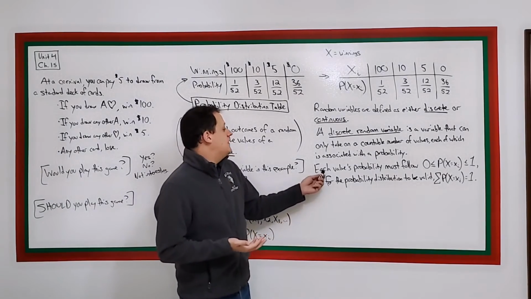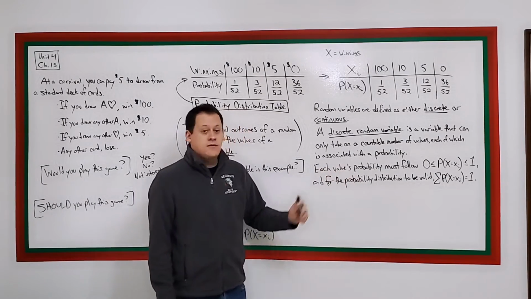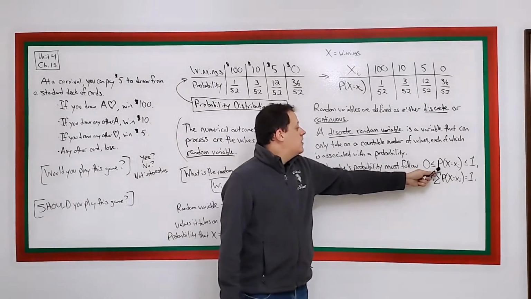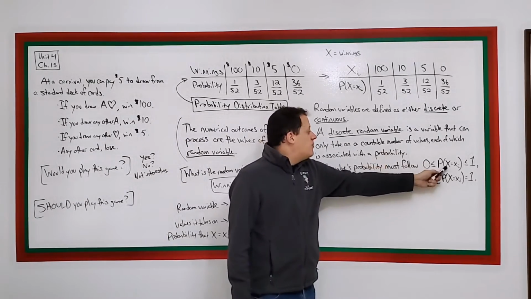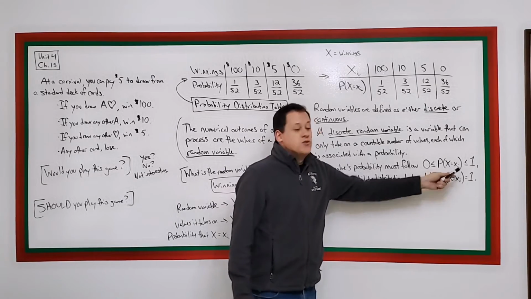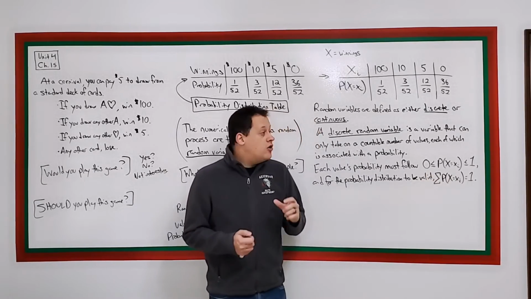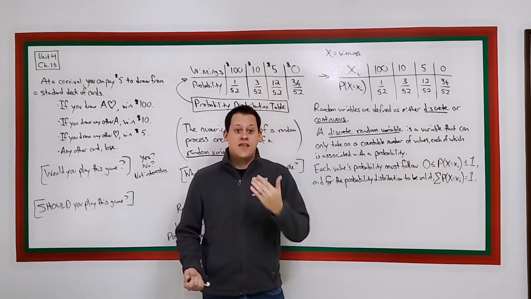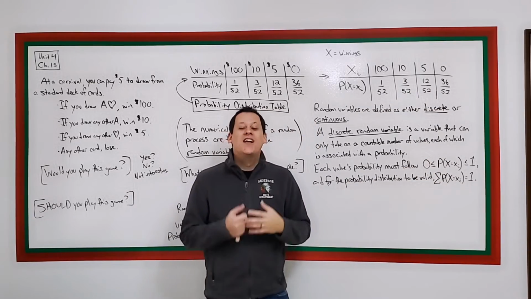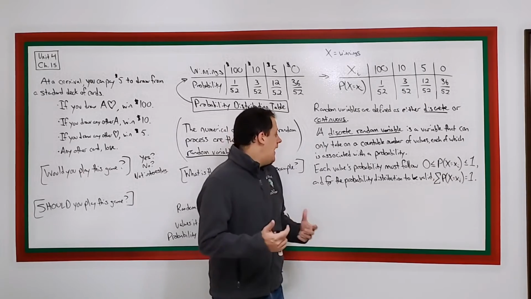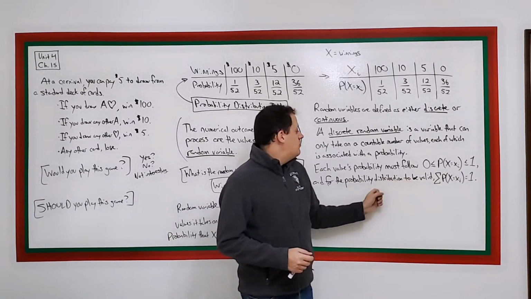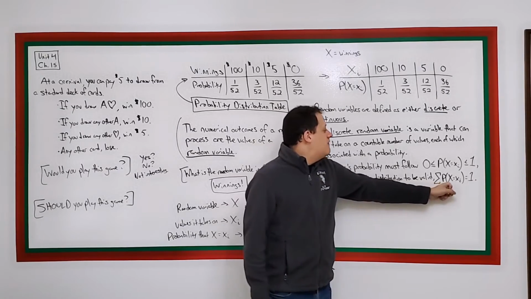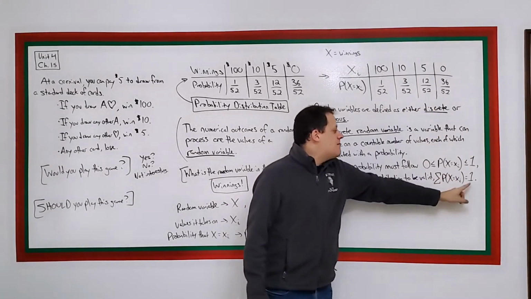Also, each value's probability, when we're talking about a discrete random variable, must follow this. The probability that the random variable is equal to a particular value, all of those probabilities have to be between 0 and 1. So they must also follow the rules of probability. And for the probability distribution to be considered valid, if you add up all of the probabilities, they must add up to 1.